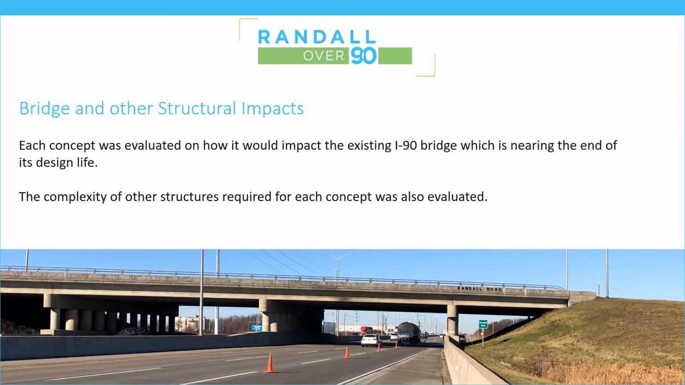Bridges and structures. For this category, each concept was evaluated based on how it would impact the existing I-90 bridge. The existing structure has been widened 3 times in the past 30 years, and some parts of it are near the end of their service life. It does not meet current optimum Illinois Tollway horizontal or vertical clearance standards. Most of our interchange concepts assume the bridge will be replaced. Some replacement structures are simple, while others are quite complex and challenging. Improvement concepts were also scored based on how many new structures, such as bridges and major retaining walls, would be needed.